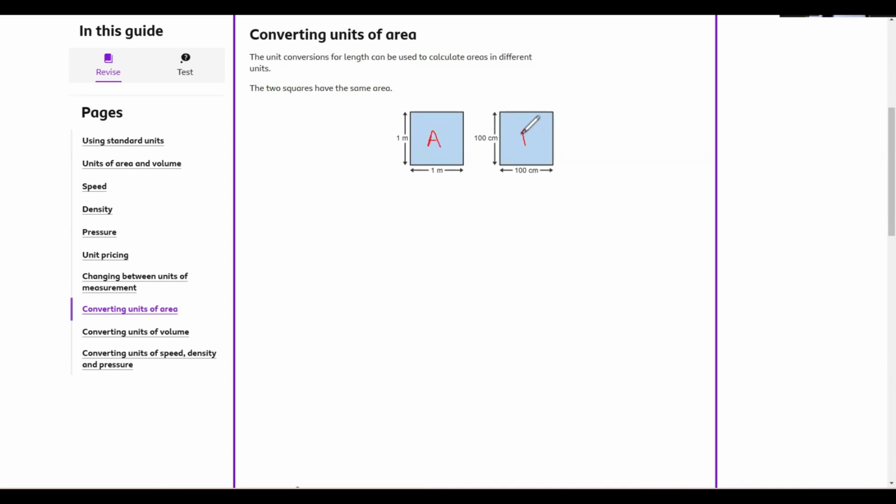Okay. Now, if you calculate the area of each one, so if we do it for, let's say, this one A and this one B, the area of A is going to be 1 meter multiplied by 1 meter. 1 times 1 is still 1. Meters times meters gives us meters squared. For shape B, and you can probably already see where this is going, you've got 100 centimeters times 100 centimeters, because again, that's the area of a square.